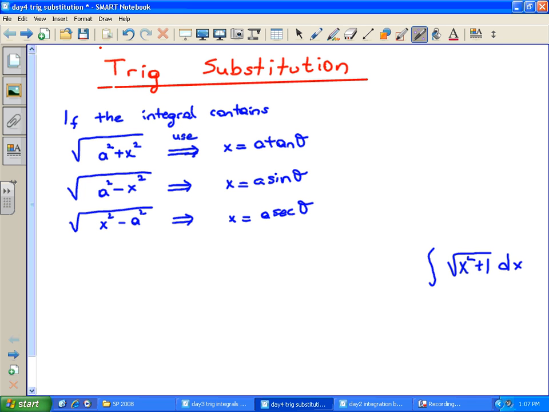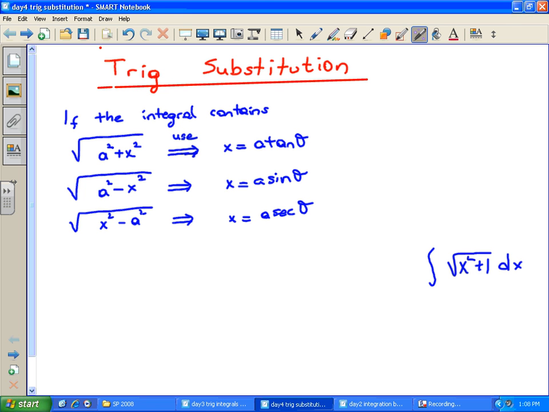Now, what is the difference between the second and the third? How are we going to know when we're using sine and secant? Because tangent is easy, right? When you have a sum in the middle, the sum of two squares, you're going to use the tangent substitution. But when there's a minus in the middle, how will you know whether you're using a sine theta or a secant theta? Any suggestions? Yes? Well, the x and the a are reversed. Right. So if the variable square comes first, we're going to use the secant. If the number square comes first, we're going to use the sine theta.